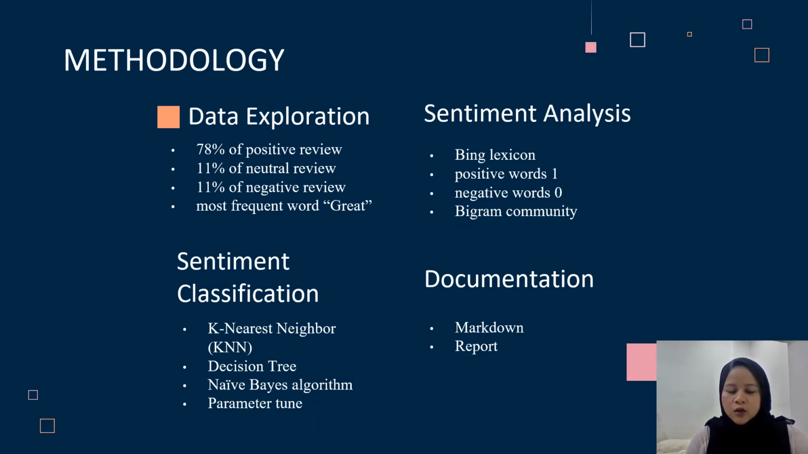For sentiment classification, we use three algorithms, which are k-nearest neighbor, decision tree, and naive Bayes, and parameter tuning. We use parameter tuning for this study. For documentation, we use R Markdown and a report to explain all the analysis that we got.